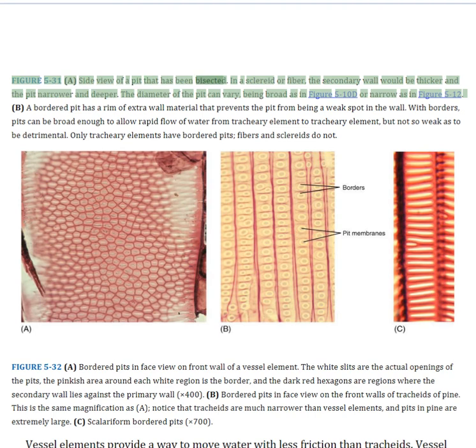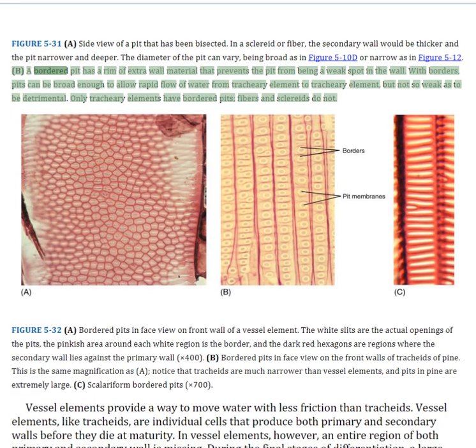Figure 5.31. Side view of a pit that has been bisected. In a sclerid or fiber, the secondary wall would be thicker and the pit narrower and deeper. The diameter of the pit can vary, being broad as in figure 5.10d or narrow as in figure 5.12. A bordered pit has a rim of extra wall material that prevents the pit from being a weak spot in the wall. With borders, pits can be broad enough to allow rapid flow of water from tracheary element to tracheary element, but not so weak as to be detrimental. Only tracheary elements have bordered pits; fibers and sclerids do not.